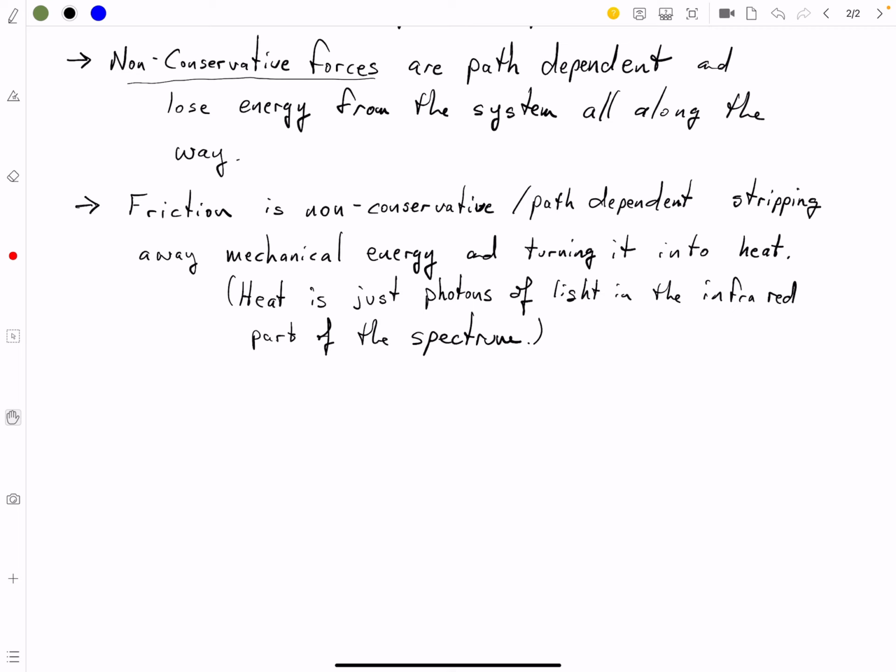And it's just the infrared part of the spectrum. That energy is wasted. It's gone. There's nothing you can do about that. So it's hard to get back, in other words, to make it useful to do something.